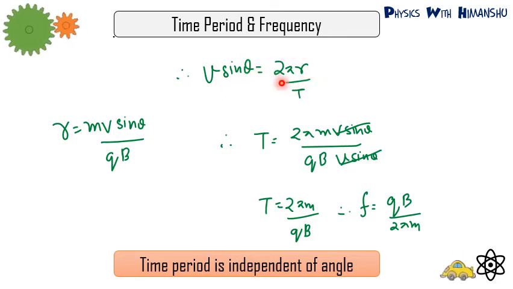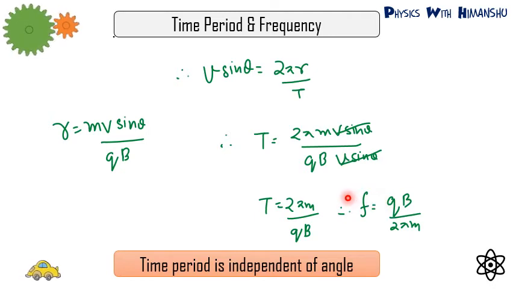In a complete cycle, it will travel 2 pi r divided by time period. So putting the value of r here, the time period comes out to be 2 pi m by qB, and frequency will come out to be qB by 2 pi m, because frequency is the reciprocal of time period. Now, if you see the formula, the time period is independent of angle. So whether the angle is 90 degrees or between 0 and 90, the time period will be 2 pi m by qB and frequency will be qB by 2 pi m.